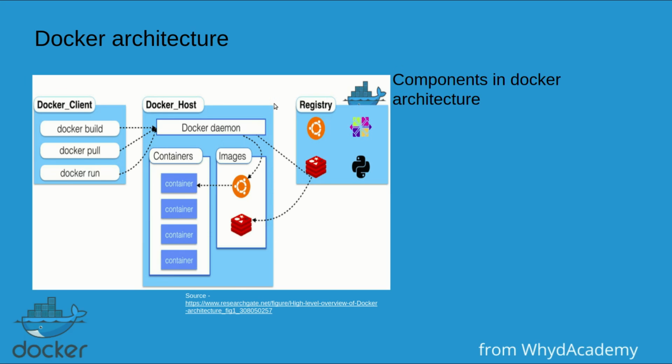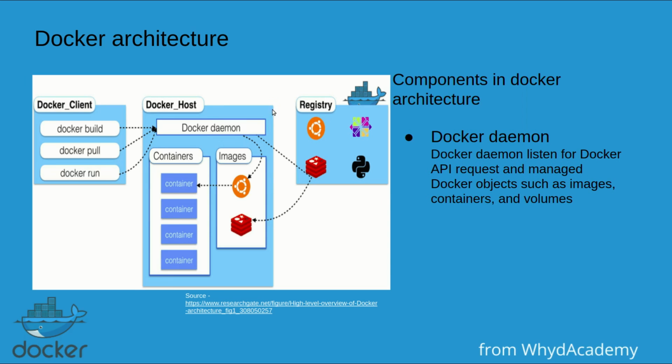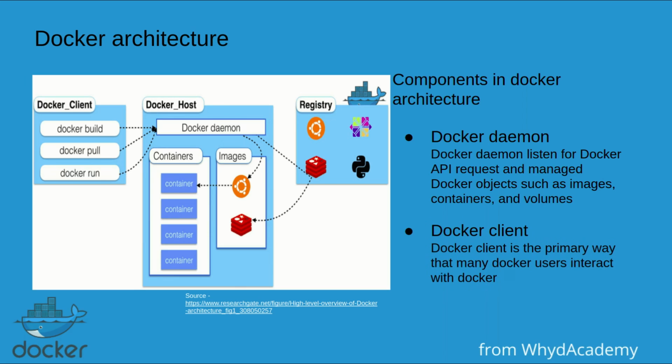Docker daemon. The Docker daemon is the heart of the Docker architecture. It listens to Docker API requests and manages Docker objects such as containers, images, and volumes. The Docker client is a CLI, the primary way many Docker users interact with the Docker daemon.